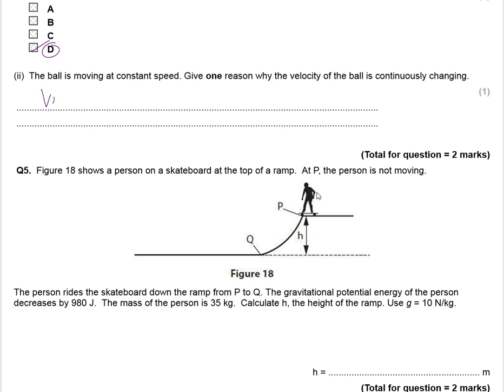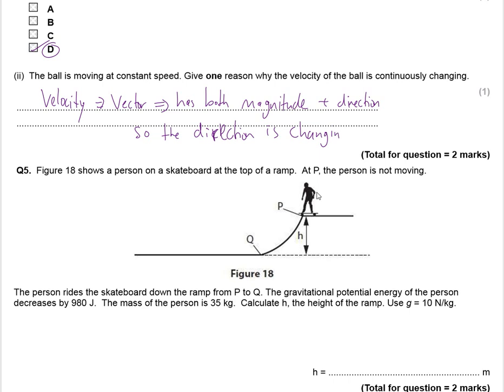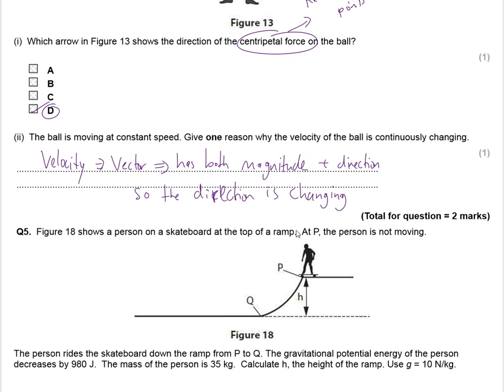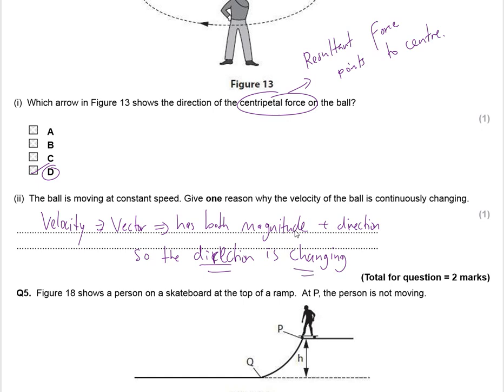Now velocity is a vector quantity. A vector quantity has both magnitude plus direction. So the direction is changing. Since the direction is changing, therefore the velocity changes.